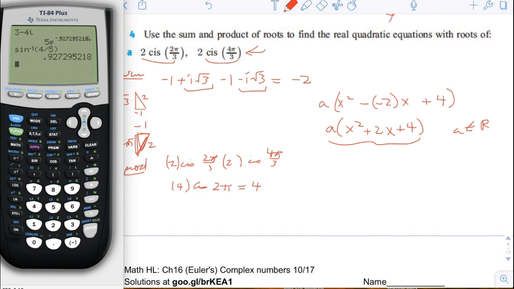And one thing, a cannot be 0. Okay? All right, that's it for this page.